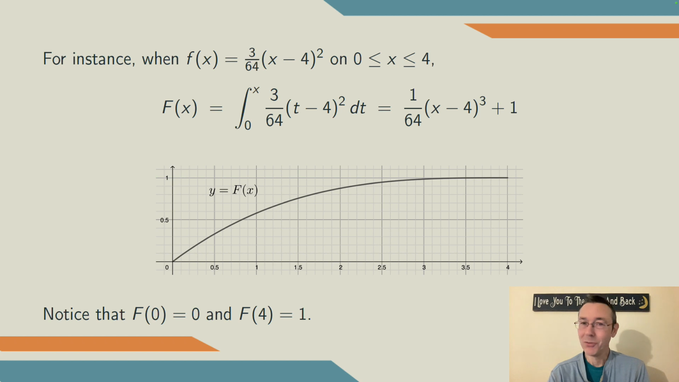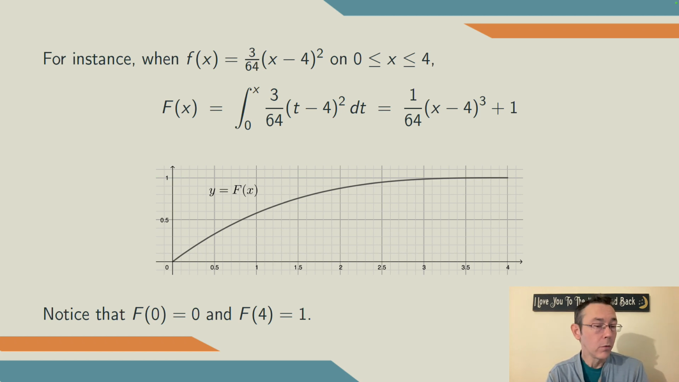For instance, using this same example with that same density function as before, we compute the CDF of this random variable by integrating from 0 to x of the density function, just with t's instead of x's. So 3/64 (t minus 4) squared dt. When we do out that integral, we get 1/64 (x minus 4) to the third plus 1. And I've graphed that function here.